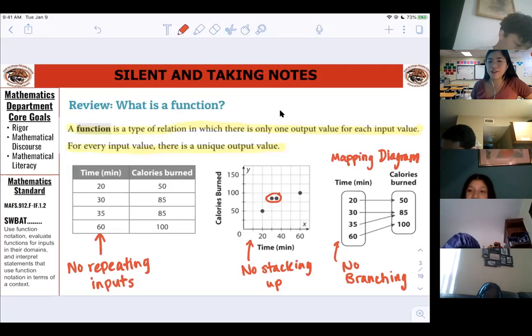Okay. Any questions on what is a function?